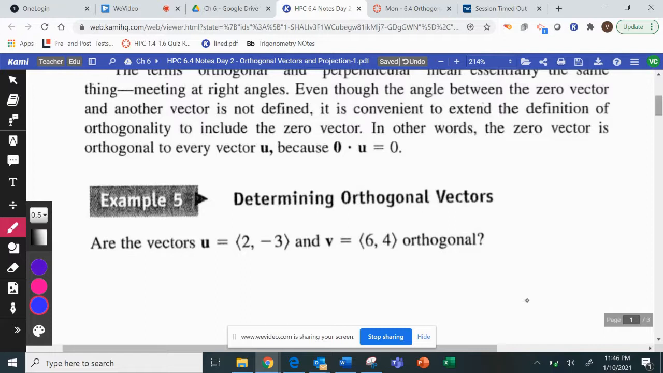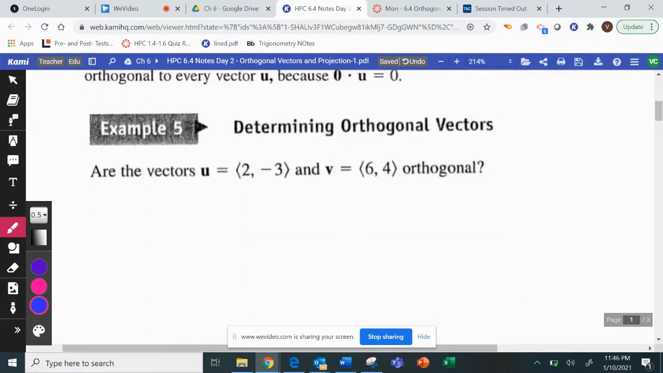All right, are the vectors u, which has a component form of 2, -3, and v, which has a component form of 6, 4, orthogonal? So we will do the dot product.